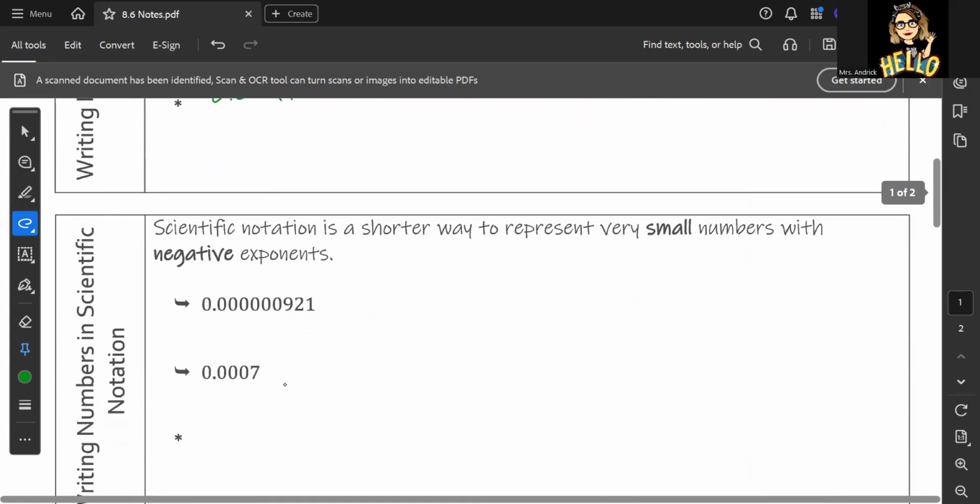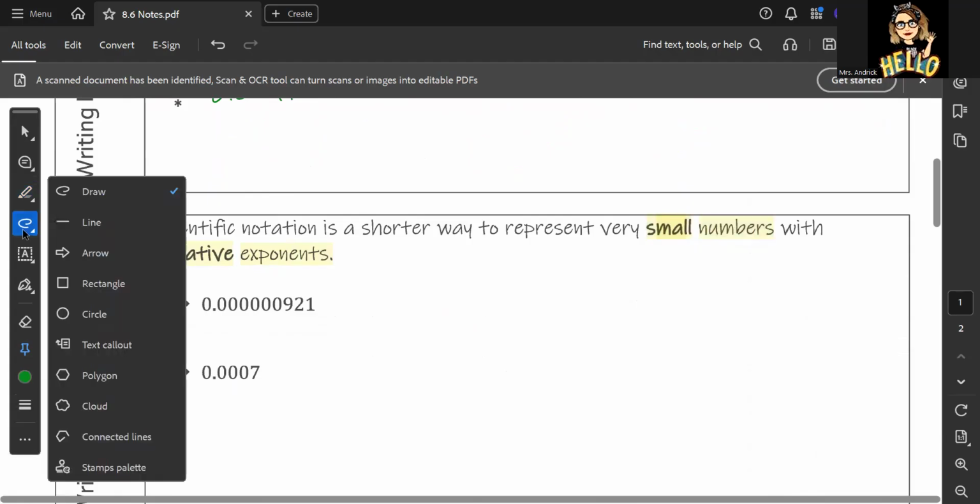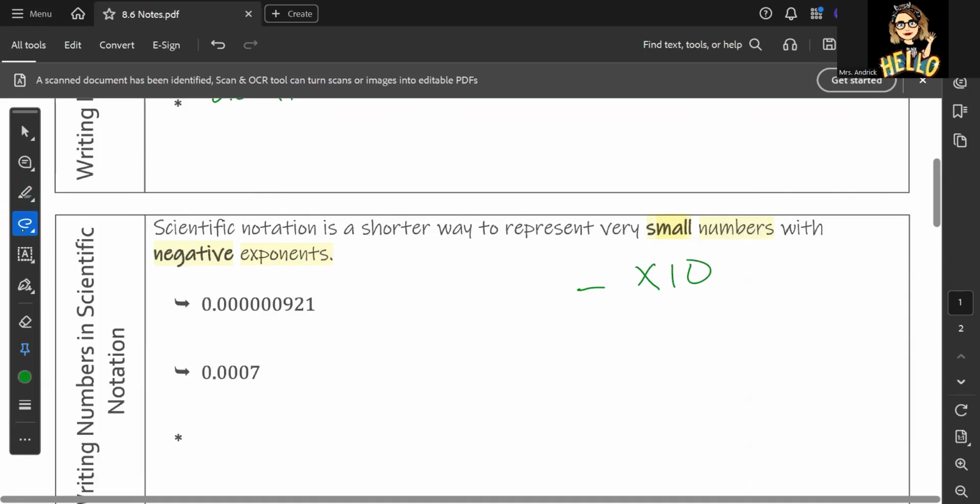So now we're going to represent very small numbers. Very small numbers get negative exponents. Okay. So small numbers get negative exponents. So again, it's something times 10 to some power. The number still needs to be between 1 and 10.